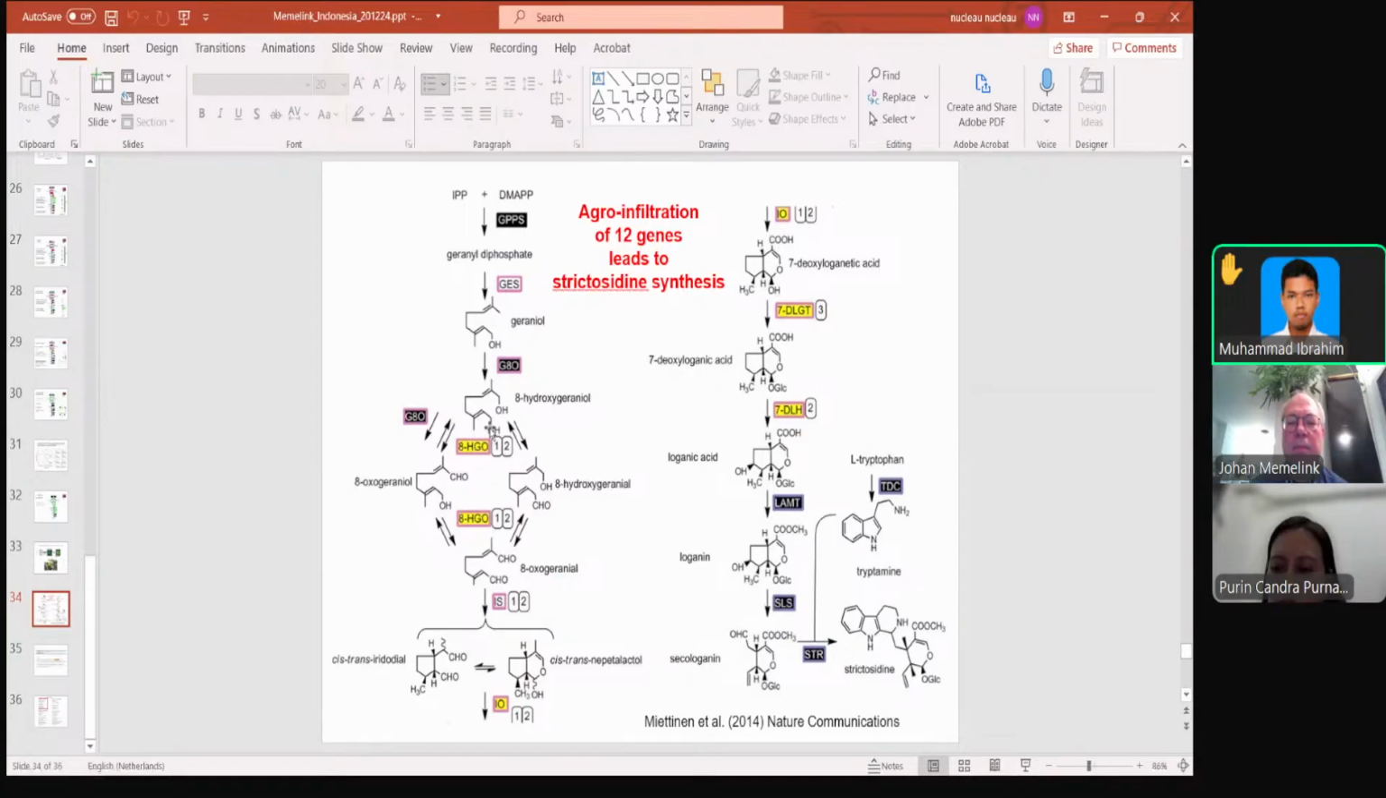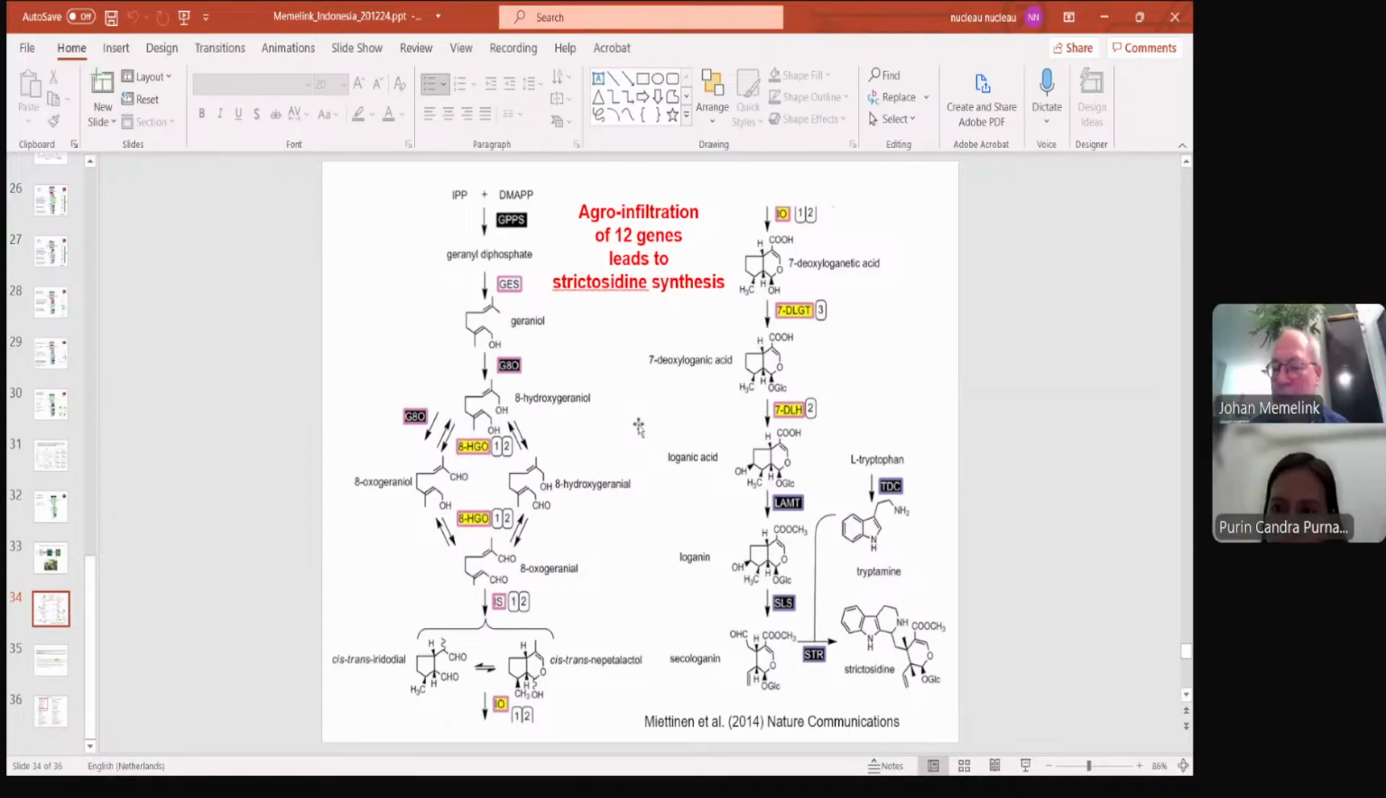Yeah, so the P450 enzyme, it's a group of enzymes. So it's one of the largest enzyme families in plants.